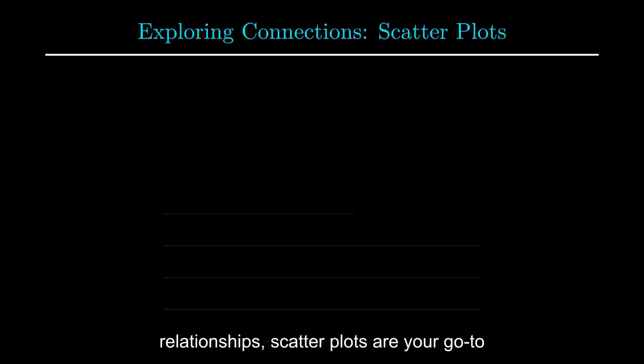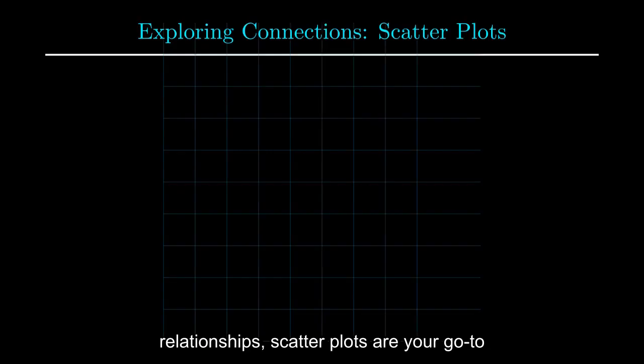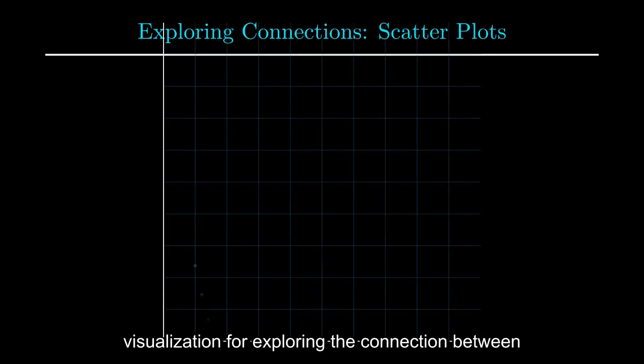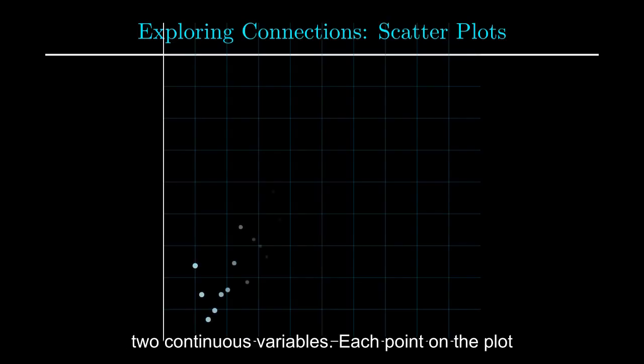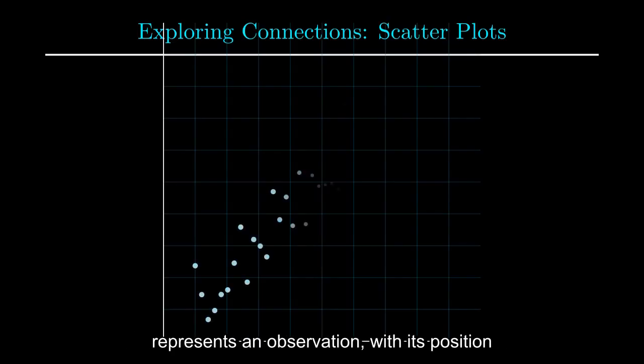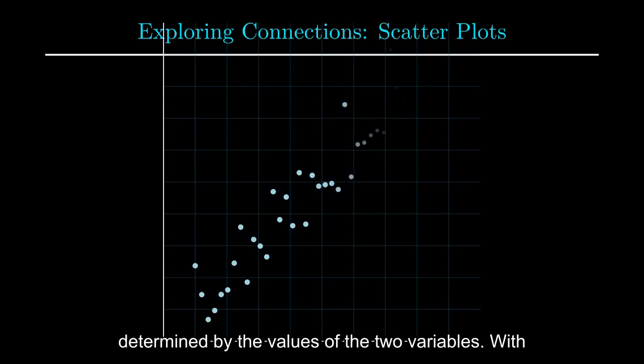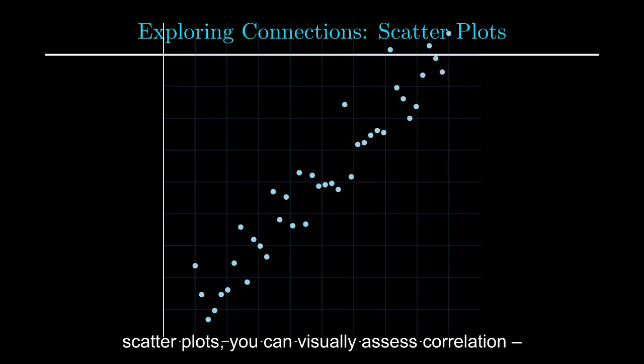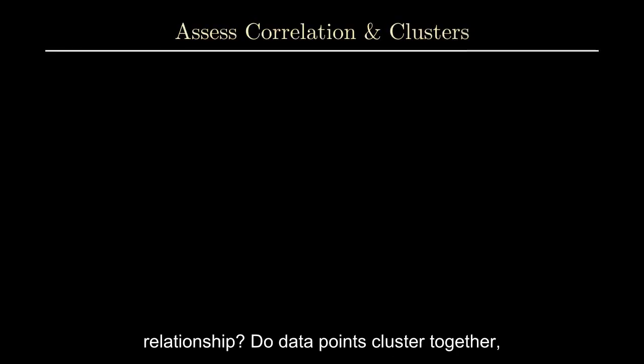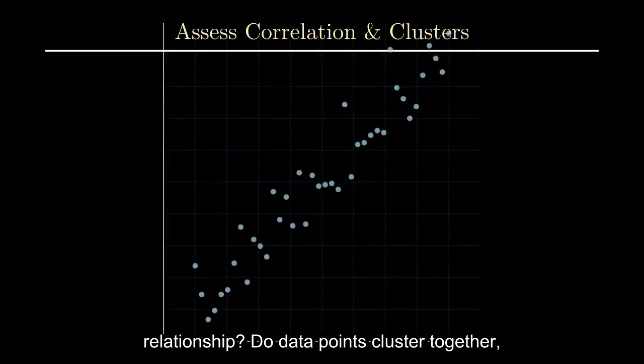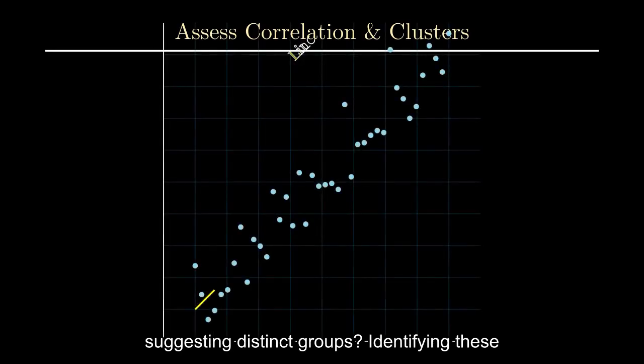Moving on to relationships, scatter plots are your go-to visualization for exploring the connection between two continuous variables. Each point on the plot represents an observation, with its position determined by the values of the two variables. With scatter plots, you can visually assess correlation. Is there a linear trend, or perhaps a nonlinear relationship? Do data points cluster together, suggesting distinct groups?